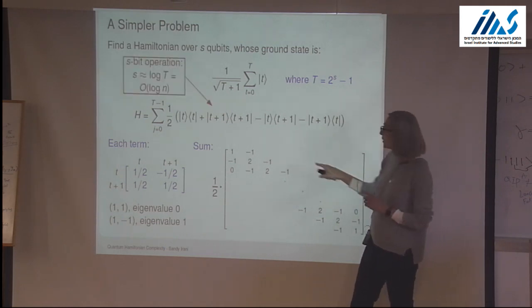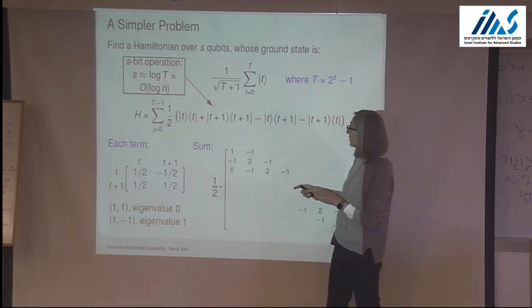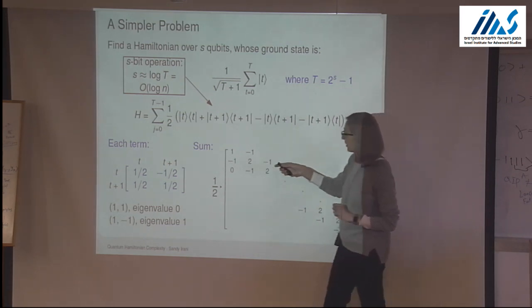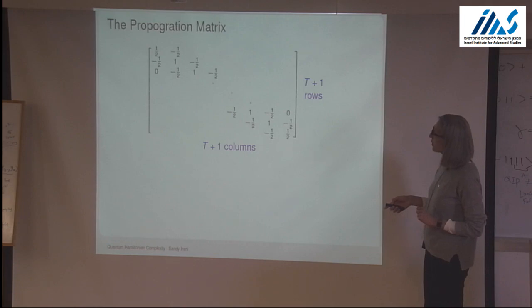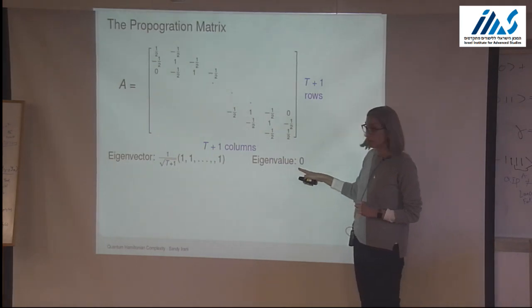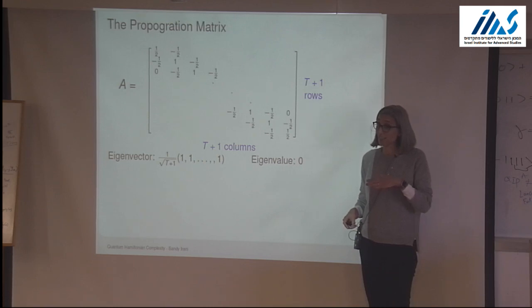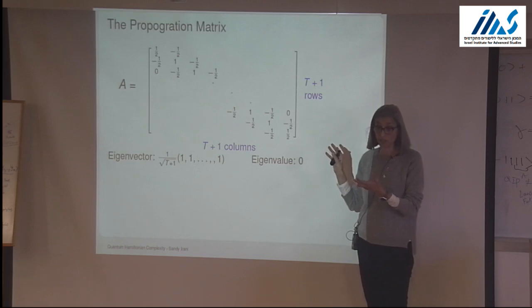And notice, this is where the log operations come from. In these clock states, I'm potentially changing as many as s bits, all the bits of the clock, if I'm counting in binary. So this is a log t operation. Okay, so here's the propagation matrix that we end up with. We have an eigenvalue of 0. But we'd also like to be able to say that if a state isn't in this even superposition, then it's going to incur some high energy cost. So we need to bound the second smallest eigenvalue of this matrix.